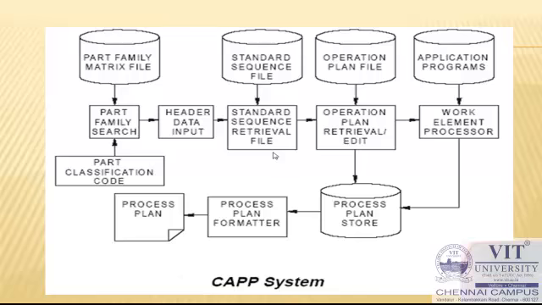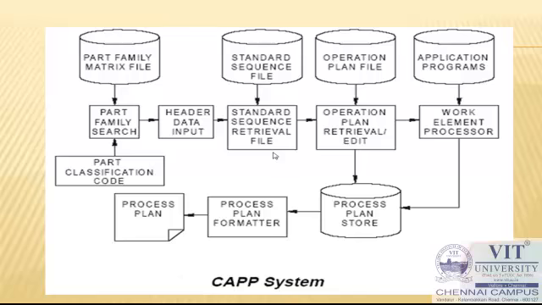In the task we have some databases available. In the database, there is the standard sequence file, in which sequence the raw material should be sent out to complete the product. Next one, the operation plan. To reduce the cycle time or to improve productivity, which process we can choose; that standard process suggestion has been given as a data file. Then the application program: which machining programs we can use, either CNC, or a conventional machine, or some other advanced applications.